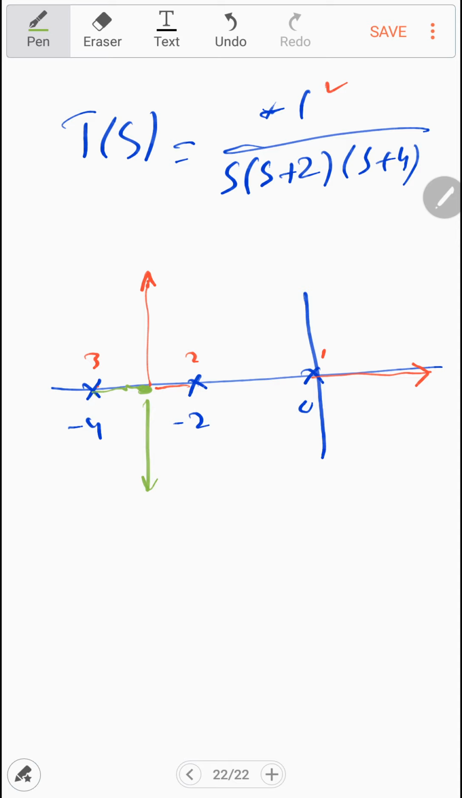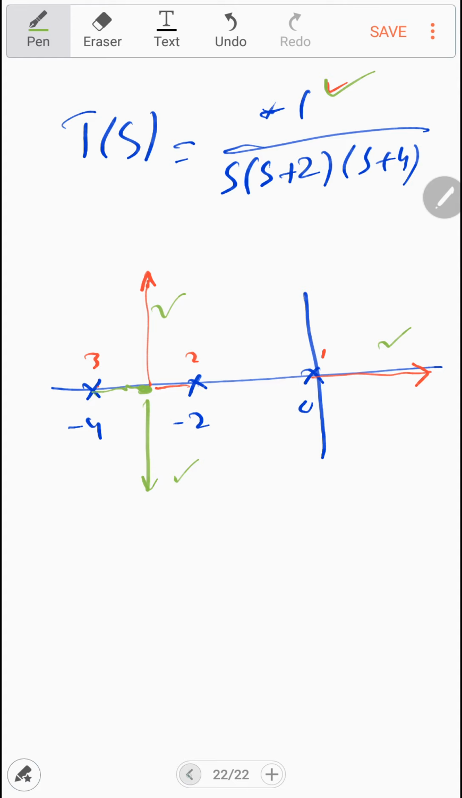Anyhow, this example is a rough sketch. The first thing we try to understand from this example is that the number of branches is equal to the maximum of the number of zeros and poles. In this case, the number of poles is 3, so the number of branches is equal to 3. See, we have 1, 2, and then 3. We have 3 branches.